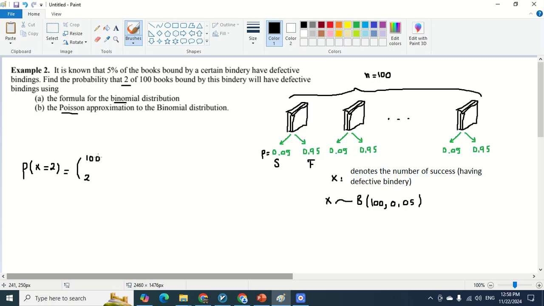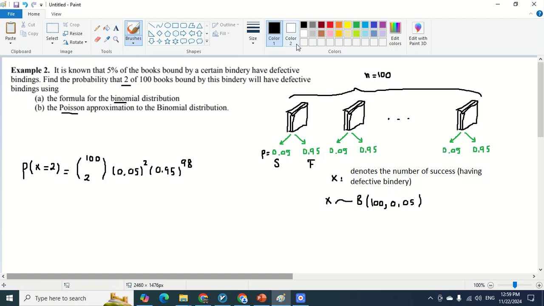So 2 out of 100 is the combination over there, times the probability of a success, which is 0.05 squared, because we are looking for 2 cases of success, times 0.95 to the power of the failure cases. It means that out of 100 cases where 2 are defective, 98 remain. So this is the probability distribution function for the binomial case.